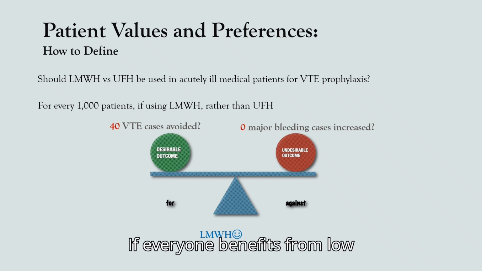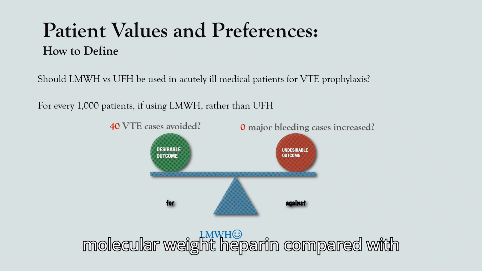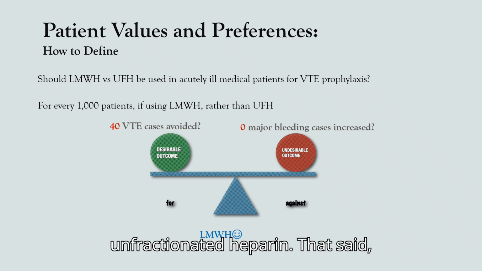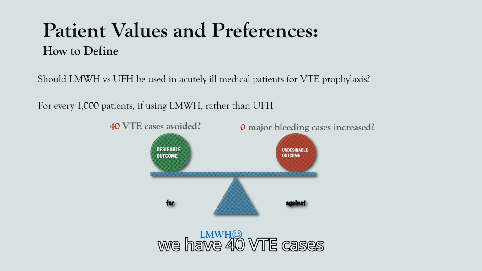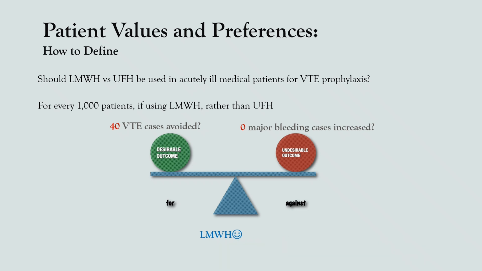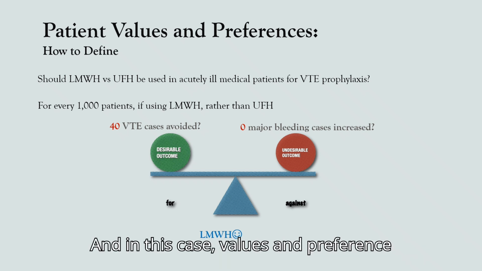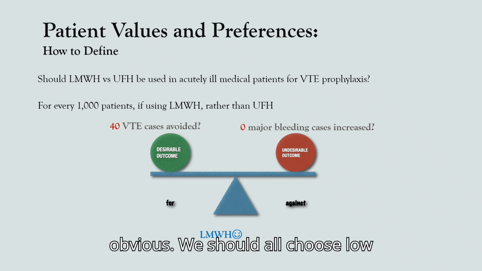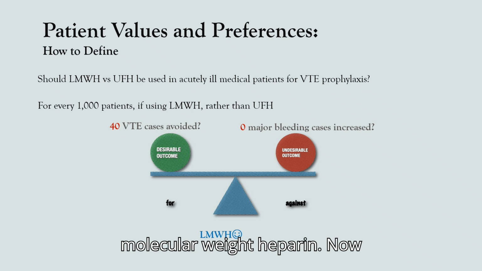If everyone benefits from low molecular weight heparin compared with unfractionated heparin, say we have 40 VTE cases avoided and there is no increased risk for major bleeding, in this case values and preferences don't really matter. The choice is obvious. We should all choose low molecular weight heparin.